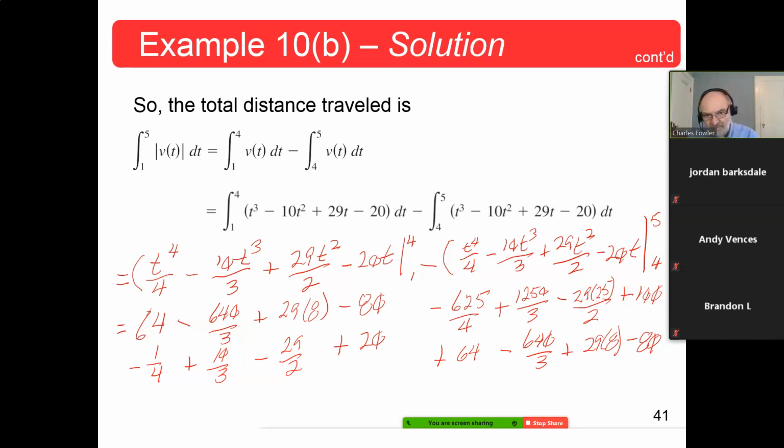I should have doubled those other things. I wasn't thinking. Plus 64 minus 640 over 3 plus 29 times 8 minus 80 equals 11.83 is what I got.